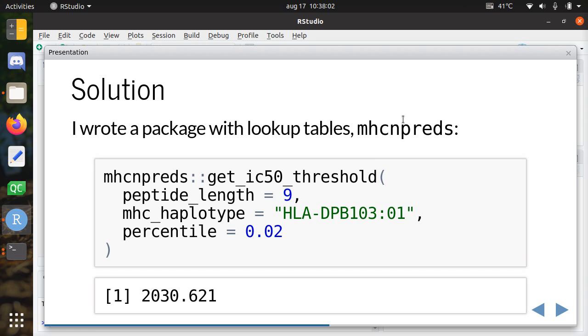And I wrote a package exactly for this. It's called MHCNuggets Preds, MHC Nuggets Predictions. Brilliant name. This is how it looks. You select a peptide length of 9 or 13 or whatever length. For this haplotype, I want to find the cutoff value below which we're going to call something a binder for a percentile of 2%. Now all IC50 values below this cutoff are defined as binders because they bind more strongly to the MHC complex.